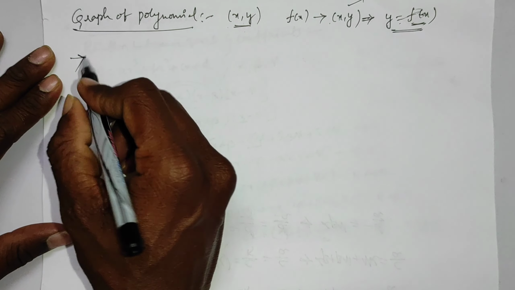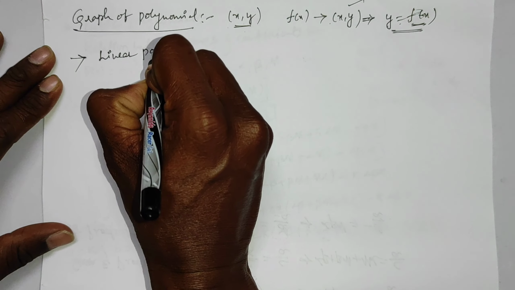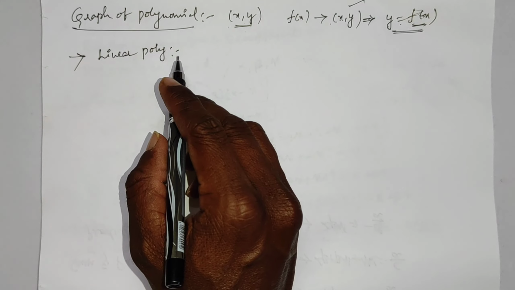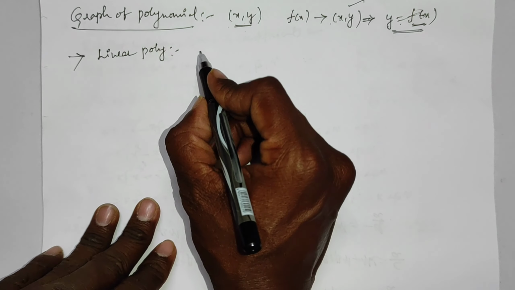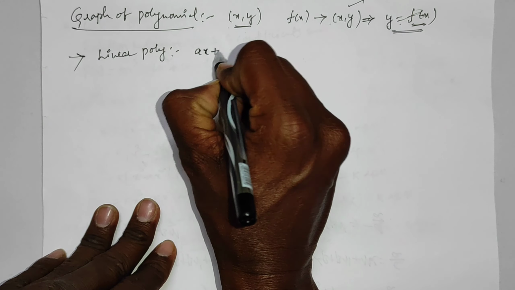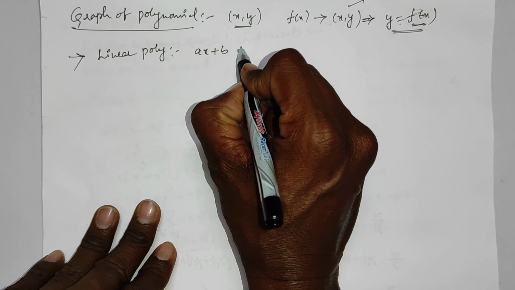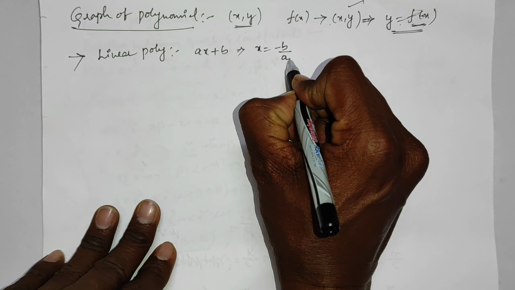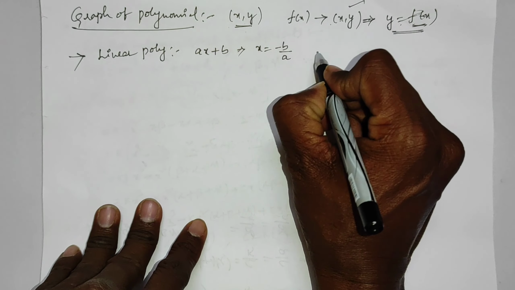The first one is about a linear polynomial. How will you draw the graph of a linear polynomial? The degree should be 1. First we will see the standard form of the linear polynomial: ax plus b, where the degree is 1 and a is not equal to 0. The solution we get here is x equals minus b by a.